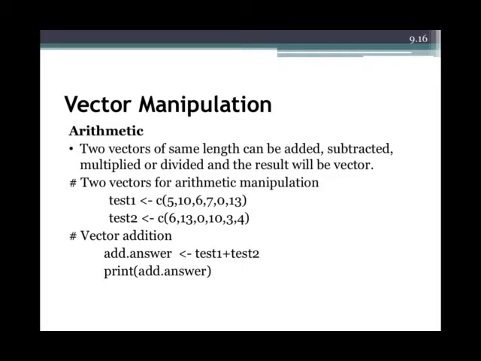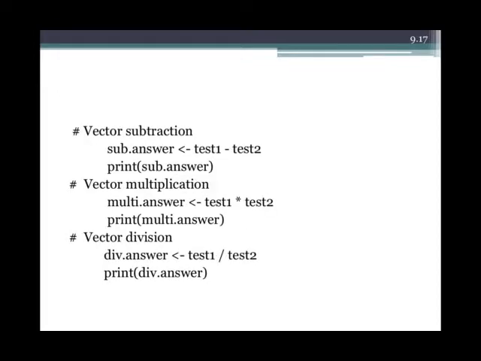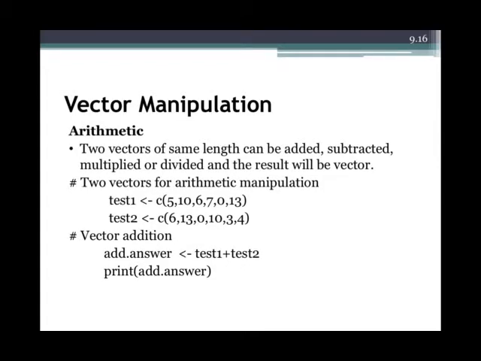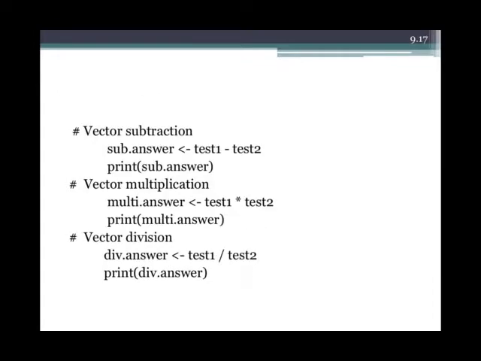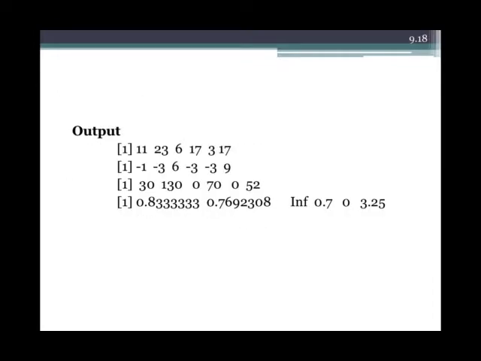In the second example, we have subtracted the two vectors, test1 minus test2. So you take away the values. So it will be 5 minus 6, 10 minus 13, and so on. So we get a minus 1, minus 3, 6, and so on.